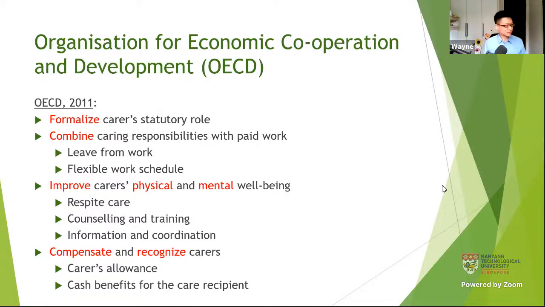And cash benefits for the care recipient. So in many of these OECD countries, the care recipient is given, say, a pool of money, and then this care recipient can use this money to pay for his or her own informal care. So this informal caregiver may be, say, a family member, or it may not be.